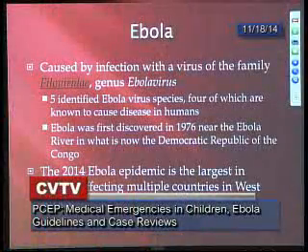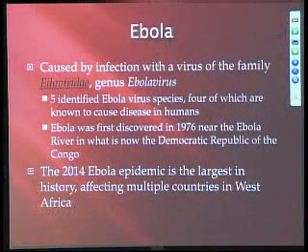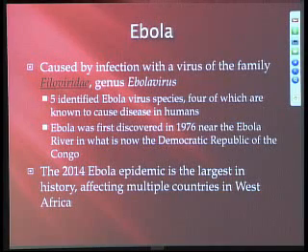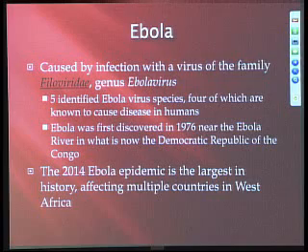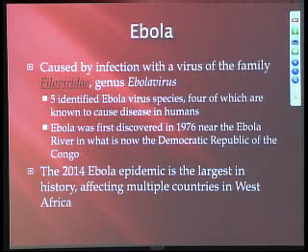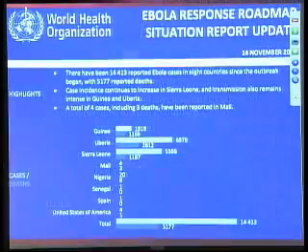So we'll start with some basic background information. Ebola is caused by a filovirus. There are 5 species of this virus, and 4 of them cause disease in humans. It's called Ebola because it was first discovered in 1976 near the Ebola River in what is now the Democratic Republic of Congo. The 2014 epidemic is the largest in history, and we'll go into the details and why that is.